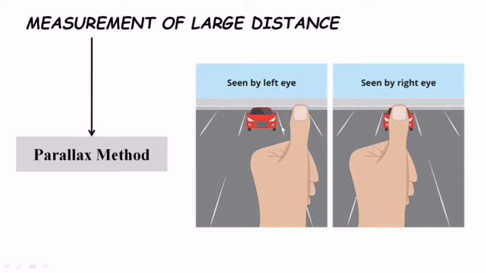So if you know the distance between your two eyes, which are the 2 points of observation, and you can measure this apparent shift in the form of an angle, then you can easily find the distance between the thumb and your eyes. And this method is also used in case of astronomical length measurements.